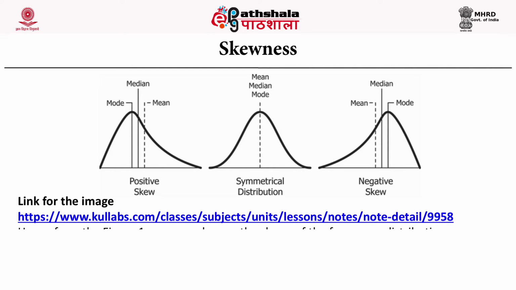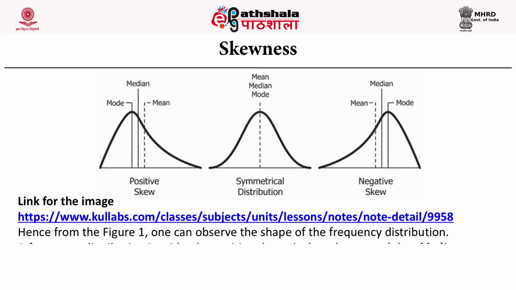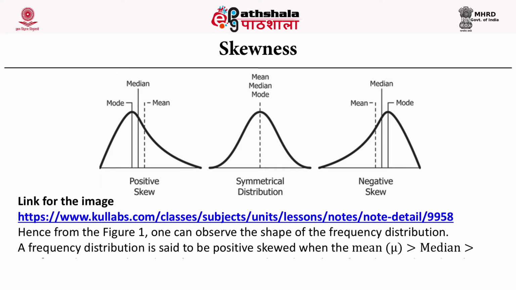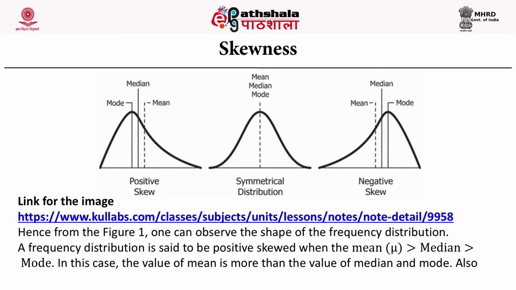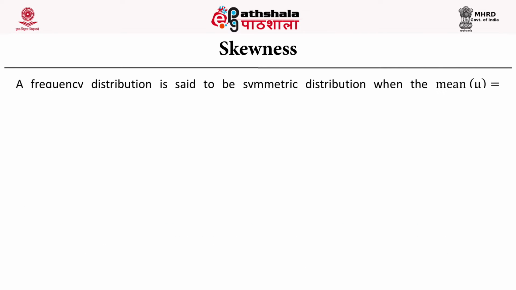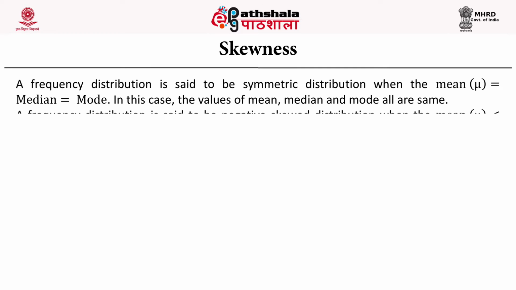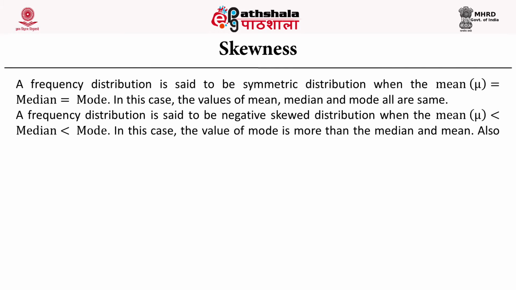So from figure 1, one can observe the shape of the frequency distribution. A frequency distribution is said to be positively skewed when the mean is greater than median is greater than mode. In this case, the value of mean is more than the value of median and mode. Also, the median value is more than the value of mode. A frequency distribution is said to be symmetrical when the mean is equal to median is equal to mode. In this case, the values of mean, median and mode are the same. A frequency distribution is said to be negatively skewed if mean is less than median is less than mode. In this case, the value of mode is more than the median and mean.